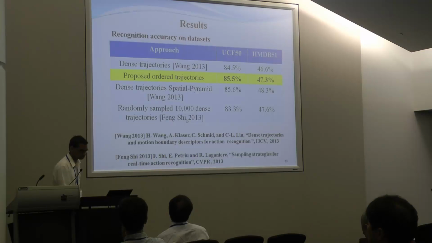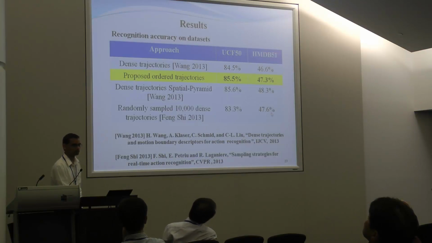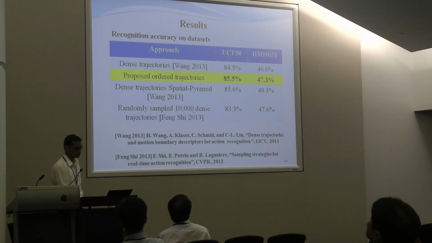There is a recent technique in CVPR 2013 where they have shown that randomly sampling 10,000 dense trajectory descriptors, on an average of 5 times, yielded 83.3% and 46.6%. So it is because of random selection. If they run it 10 or 15 more times, this will come down or go up. But the idea we are taking is that dense trajectories are so rich, but if a few of them are selected properly, that means in an ordered way, we can get much better recognition.